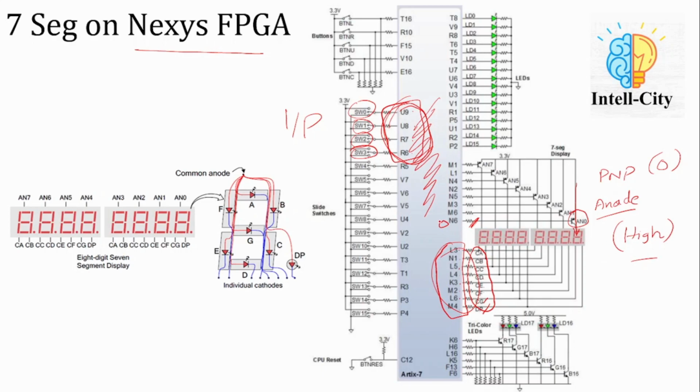So this way we have to provide 0 from the FPGA. From the FPGA we'll provide 0 to the enable pins like N6, M6, and then it will be inverted by the PNP transistor, and the actual 7 segment will get high voltage on the anode side. Okay, so let's go to the Verilog code.